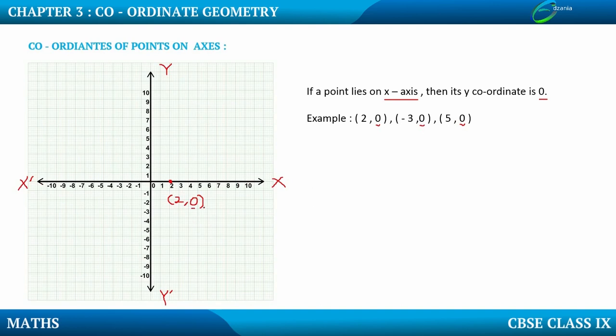Now, if I would have taken a point somewhere over here, say for example like this, we can clearly identify it as 9 and 3. So I can write this down as (9, 3). But does (9, 3) lie on the x-axis? No, (9, 3) does not lie on the x-axis. Why? Because its y-coordinate is not 0. Its y-coordinate is 3. Therefore, this point will not lie on the x-axis.